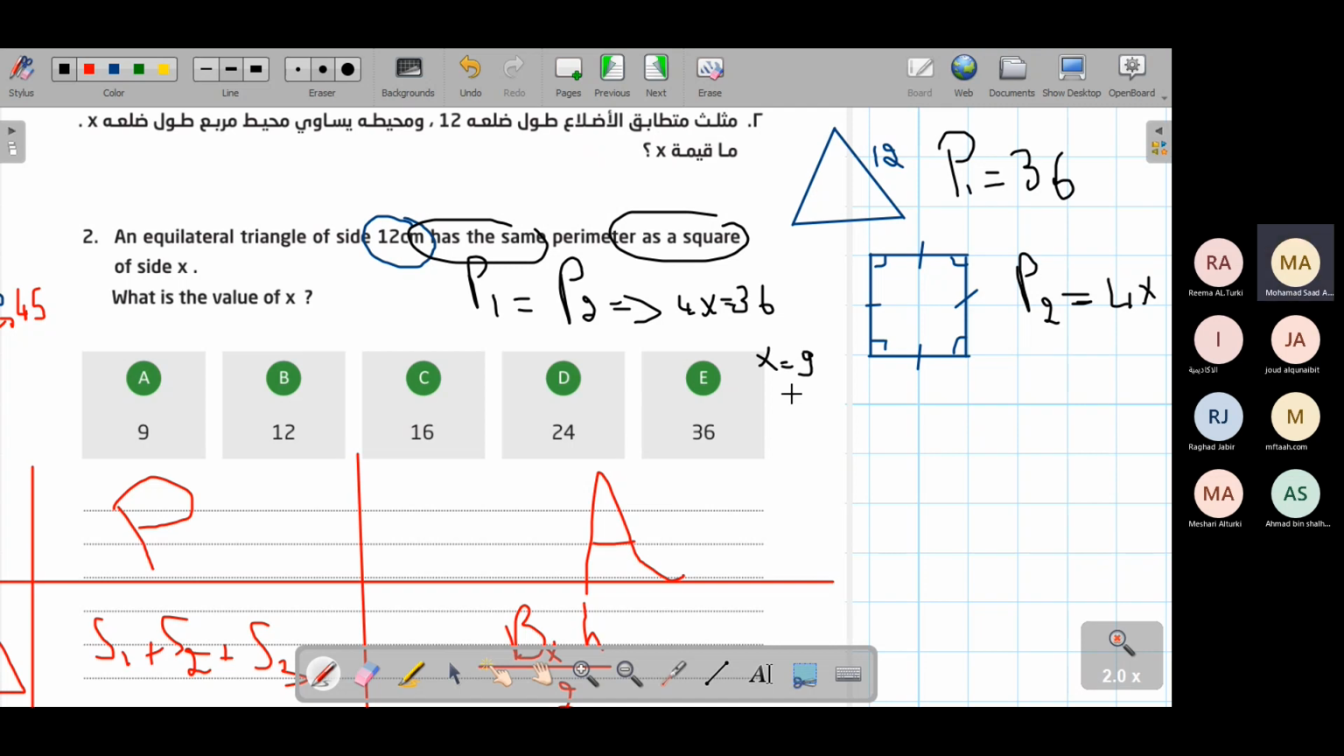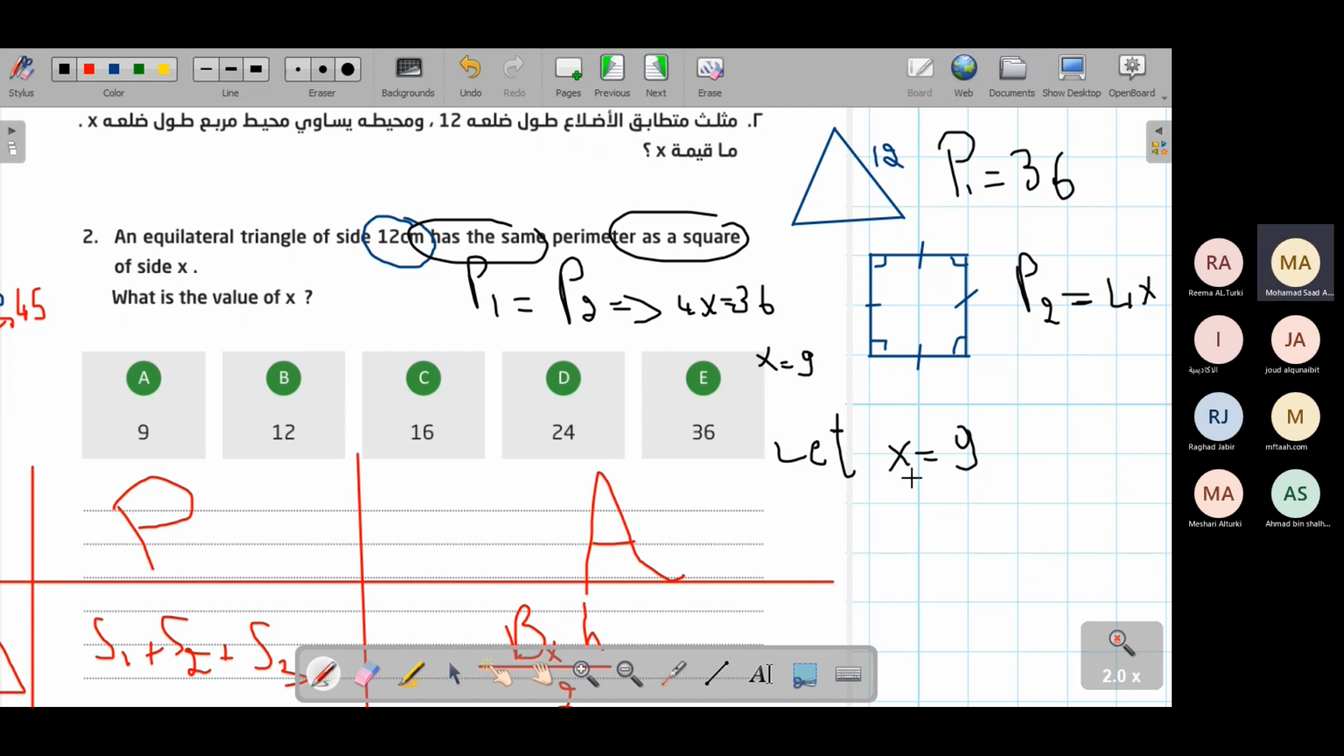Okay. Now there is another method, for example, to find the answer, Ragad. We can, for example, start by A. Let x equal to 9. Then find the perimeter of the square. And the final step, we compare our answer with what? With the perimeter of the equilateral triangle. Thank you Ragad, thank you, mashallah. Let x, Yahya, for example, equal to 9. The definition of x in the given: x is the side of the square.